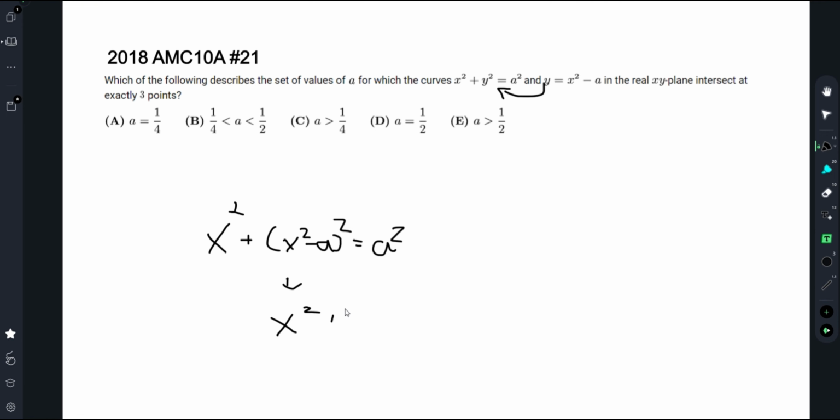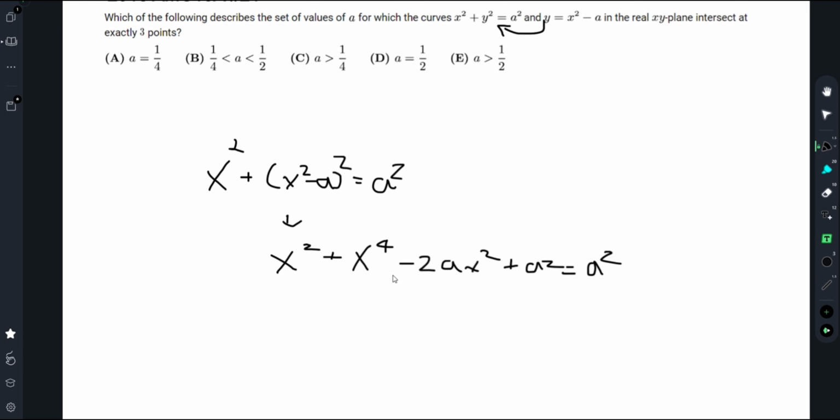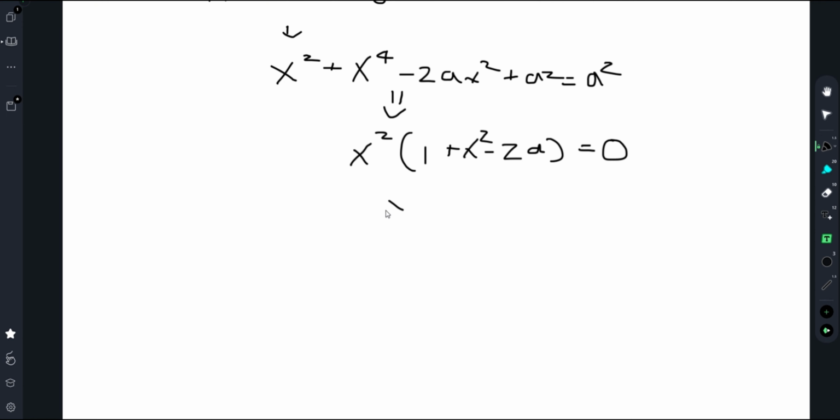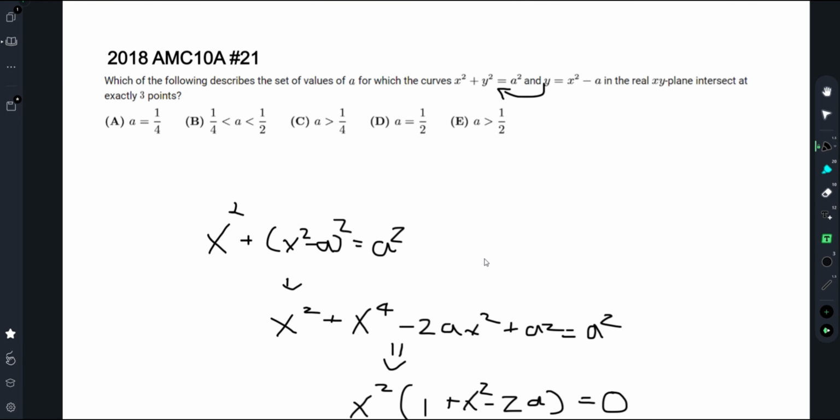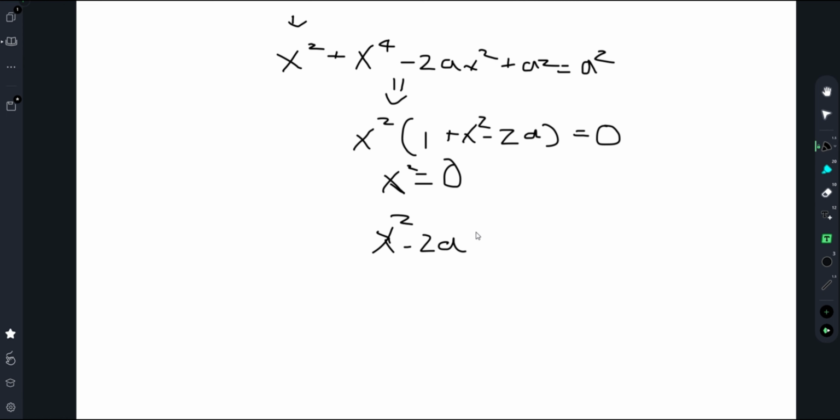sorry, not plus, after simplification, we can factor out x squared. We get x squared times 1 plus x squared minus 2a is equal to 0. So either x squared is equal to 0 or x squared minus 2a plus 1 is equal to 0. So I'm going to rewrite this. It was a little bit bad handwriting.